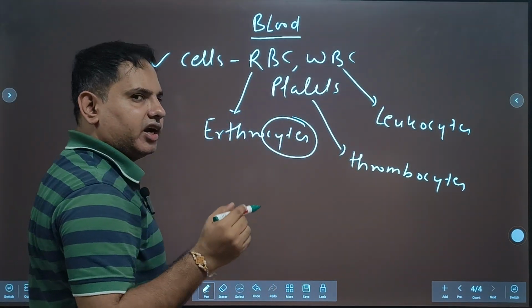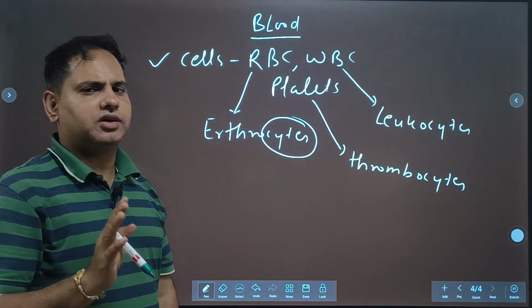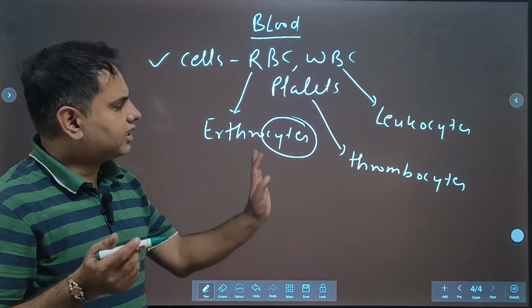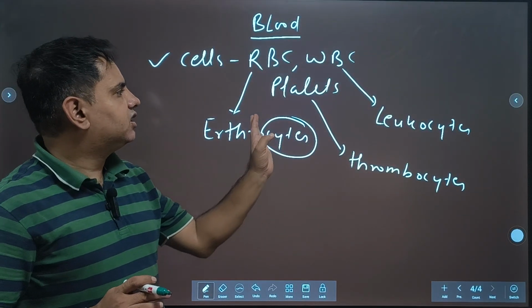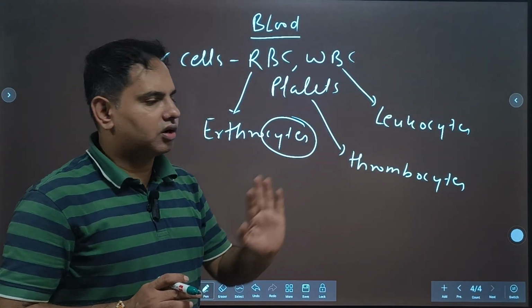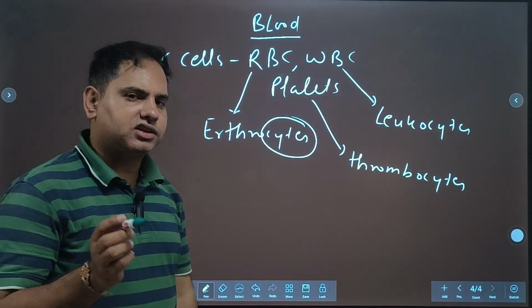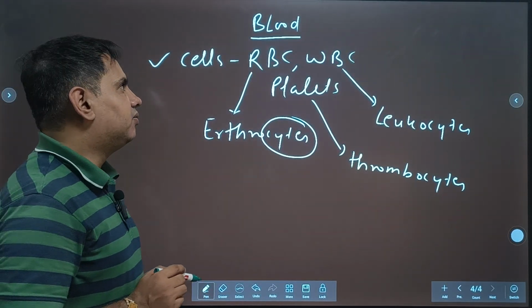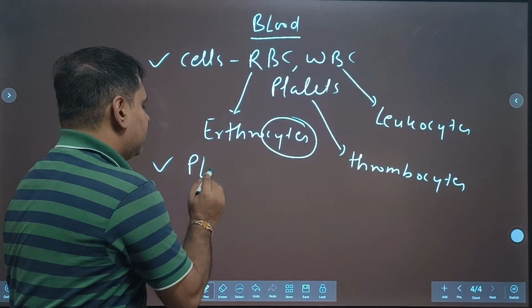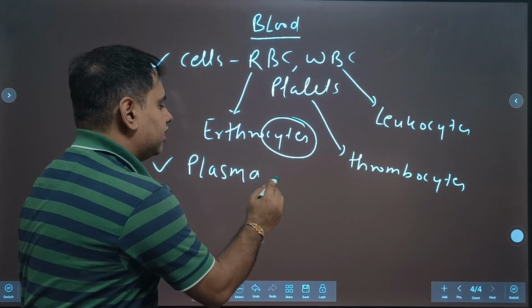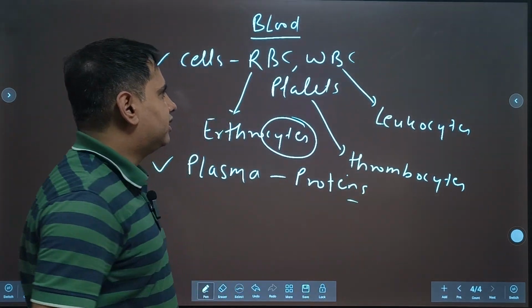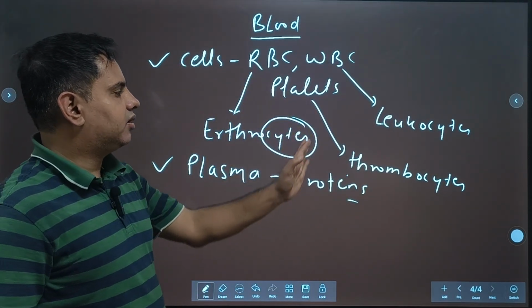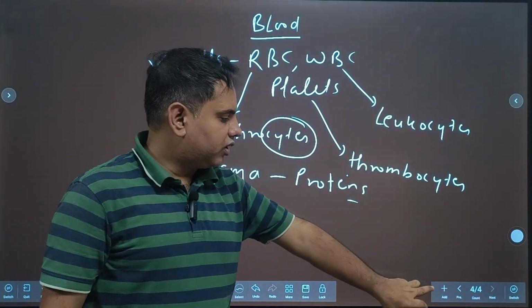Cyte indicates it's a cell. Cyte, जिन words के पीछे cyte लगा हो, those are the cells, whatever it is, right? So we call it erythrocytes, leukocytes or thrombocytes, right? So these are the cells which are there in the blood. There is plasma as well, and plasma contains proteins as well, right? So one by one we will discuss in detail RBCs, then WBCs, then platelets, and what are their roles.